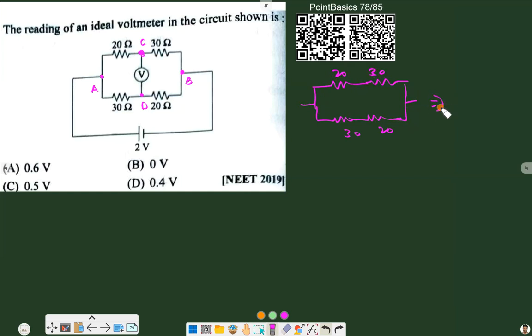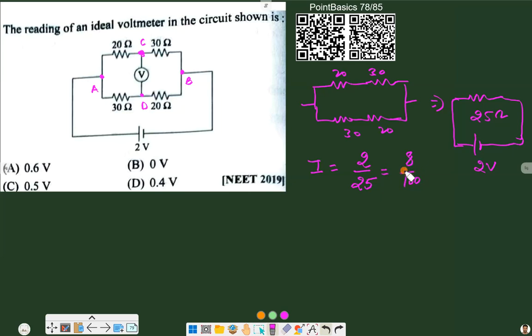Now these are in series, so they will effectively be 20 plus 30, 50, and 30 plus 20, 50. And 50 and 50 in parallel give us 25 ohm resistance, and we have a 2-volt battery here. So the current in the circuit will be 2 by 25, or we can say 4 by 50, or 8 by 100.